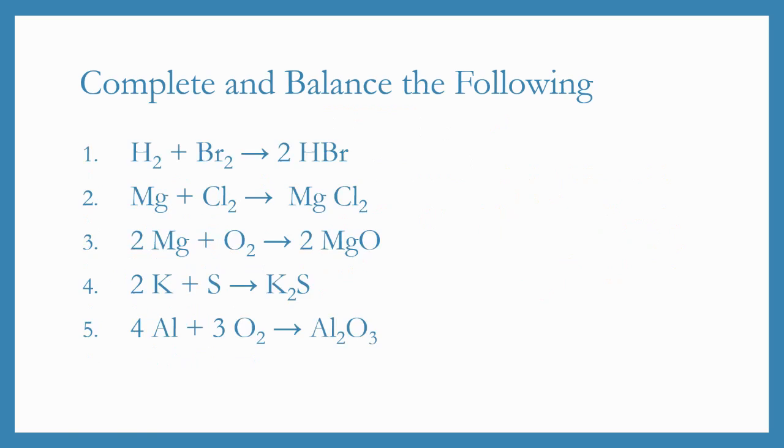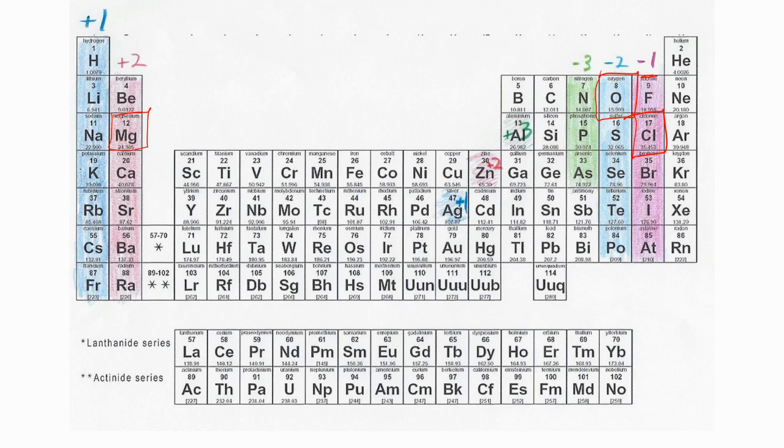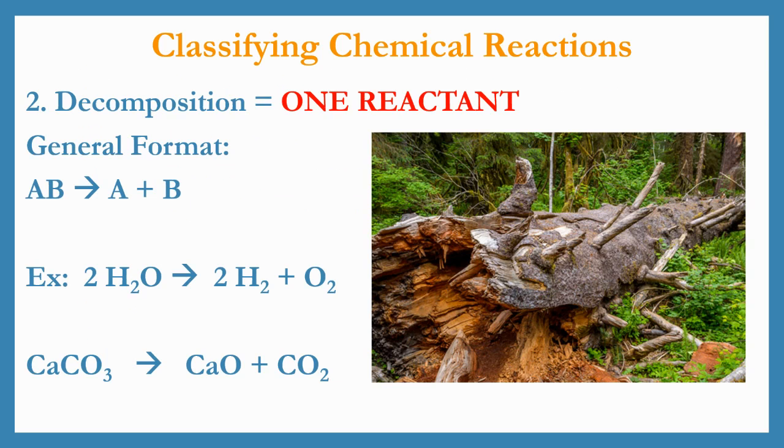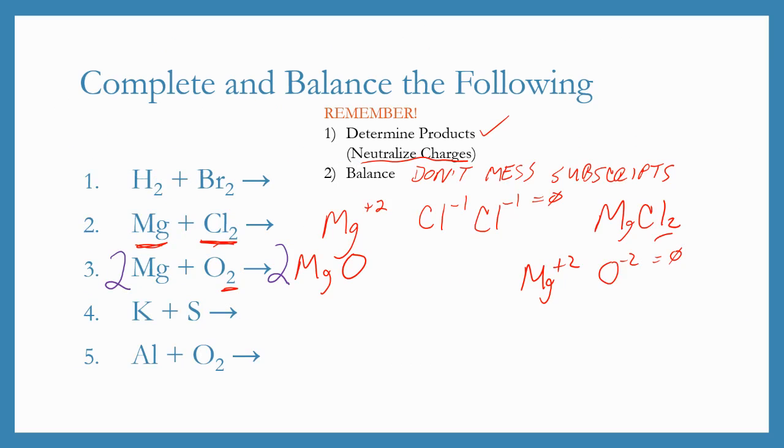Potassium and sulfur. Potassium is +1. Sulfur is -2. So when potassium gets together with sulfur, the first thing we want to do is combine charges. Potassium's +1, sulfur's -2, and we want to make sure we're neutralizing it. So +1 plus 1 minus 2 gives us a 0. So we need 2 Ks for every S. And then we balance. All right. So you can mess with the subscripts when you're determining products. You cannot mess with the subscripts when you're balancing.